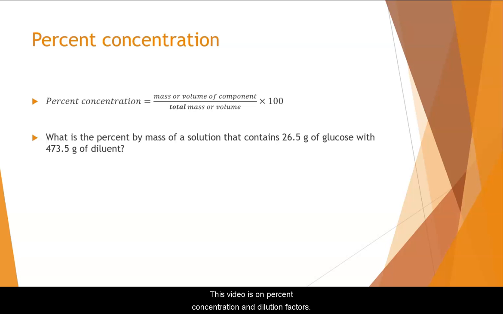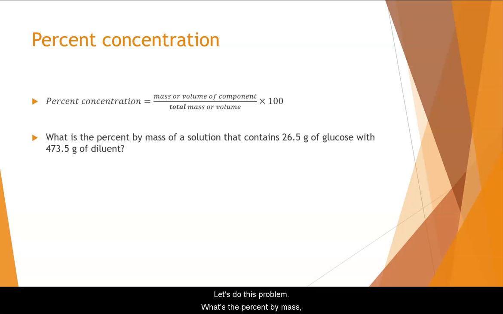This video is on percent concentration and dilution factors. Here's an equation we're starting with. Percent concentration is the mass or volume of a component or reagent or medicine divided by the total mass or volume, and that includes the component or medicine or reagent. And then since it's a percentage, we take what would be that fraction or decimal and multiply it by 100.